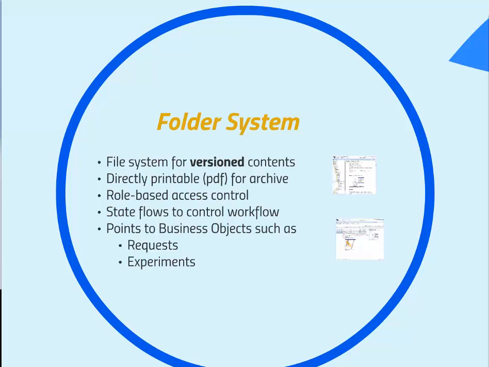It can also be used to exchange protected information between the CRO and their customers, which can be cross-checked for IP protection purposes. It uses a role-based access control mechanism, and there are state flows to control the workflow, including the signature process. All these things can be accessed from the business objects such as request and experiment, which configure the appearance of the folder and the content that's allowable within that folder.